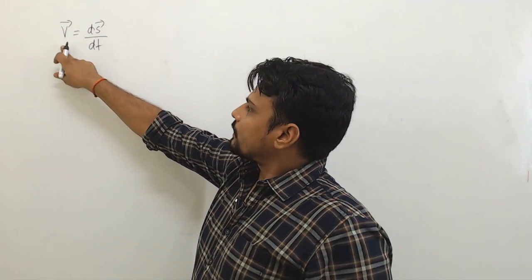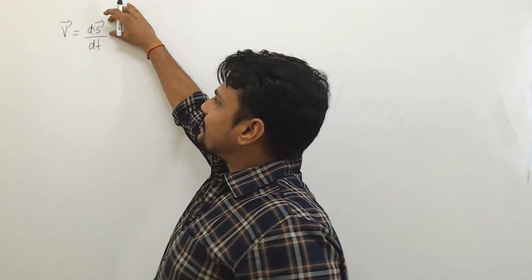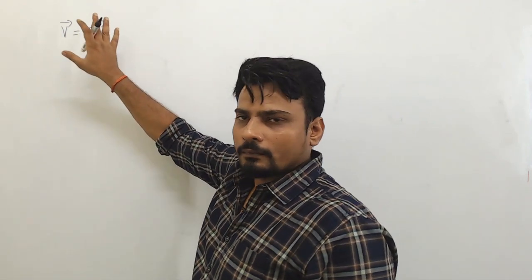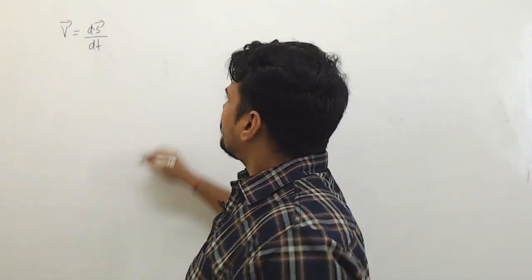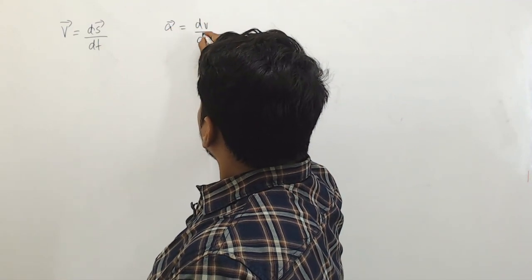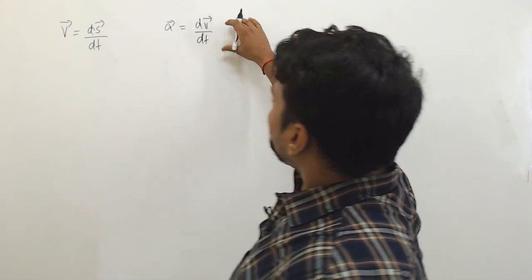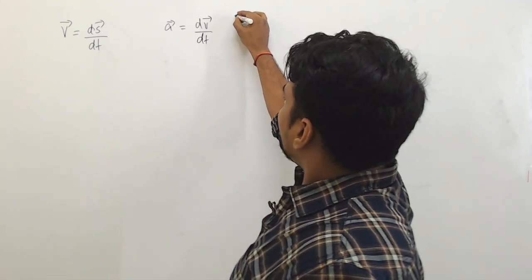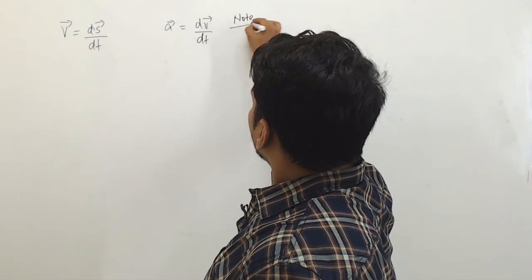That means what? The velocity would always be in the direction of change of the instantaneous displacement. Simple si baat, always in the same direction. Now, A is written as what? dv upon dt. What do we mean by this? इसका simple सा बात है, लिख लो, important चीज है.